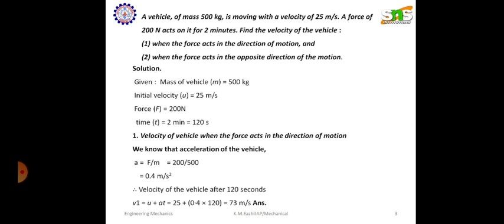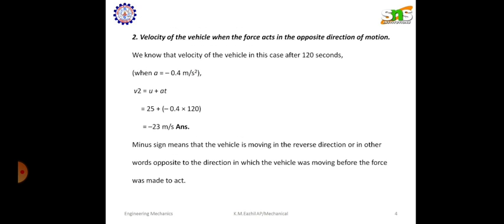Step 1, velocity of the vehicle when the force acts in the direction of motion. We know the equation F is equal to ma, so we have to calculate a, therefore a is equal to F by m. Substituting the known values, a will be 0.4 meter per second square. The velocity of the vehicle after 120 seconds is to be calculated, v is equal to u plus at. Let us take this as v1. Substituting the known values, v1 is equal to 73 meter per second.